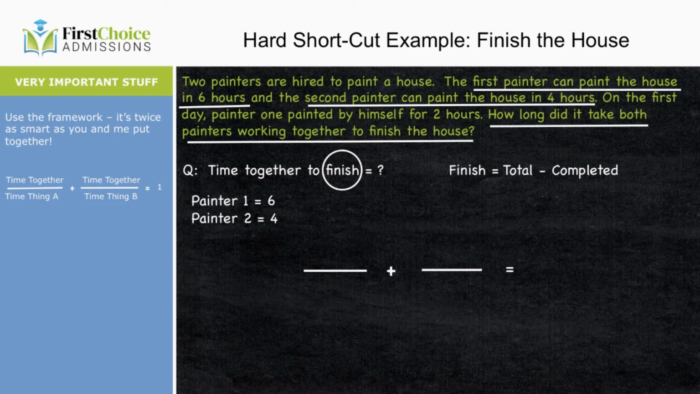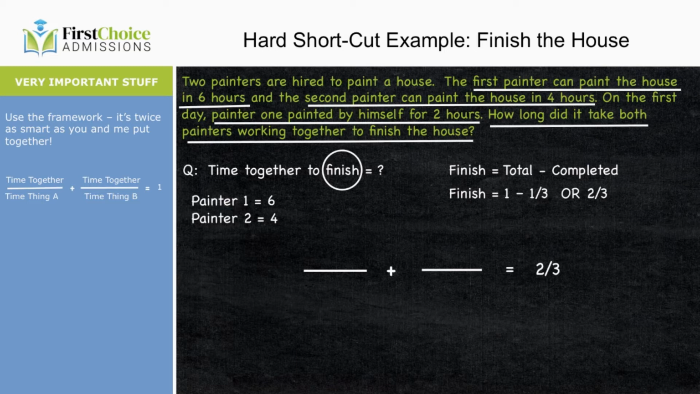How much has been completed by the second day? Well, let's see what happened on that first day. That first day, painter 1 shows up all by himself, and he paints for 2 hours all by himself. How much of the house did he get done in those 2 hours? You know what? I think he got 1/3 of the house done in those 2 hours. You know why? Because he can paint the entire thing in 6 hours. He worked for 2 hours. That means he all by himself completed 1/3 of the house. So that means what's left must be 1 minus 1/3 or 2/3. So we set our fraction equal to 2/3.